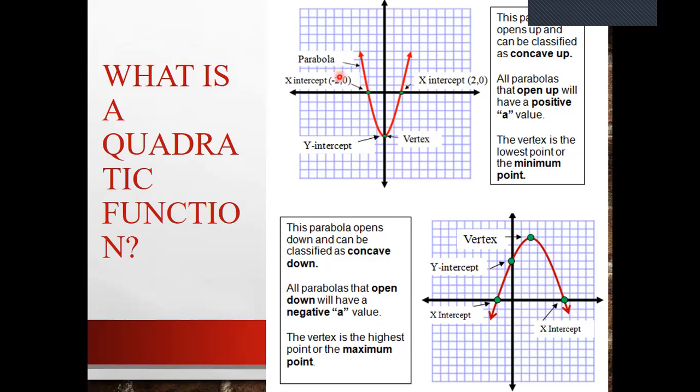A quadratic can have a maximum of 2 x-intercepts and will only have 1 y-intercept. Got it? This parabola opens down, and we call this concave down. And therefore, its vertex is a maximum point. Easy enough? All right, let's keep it going.